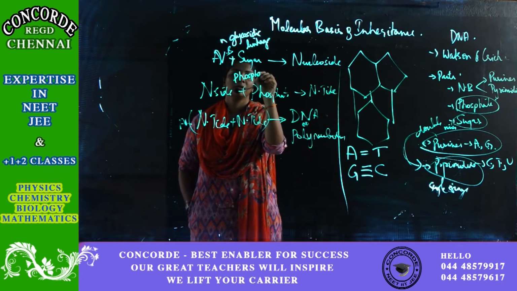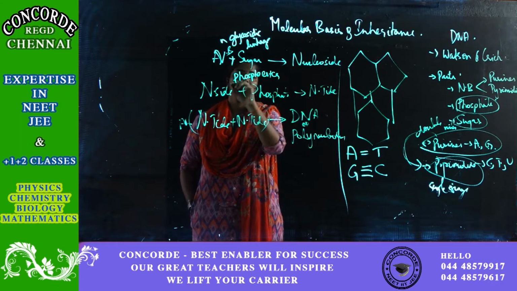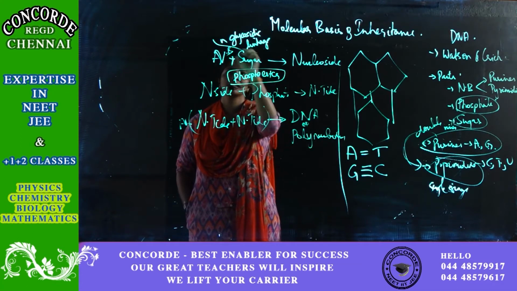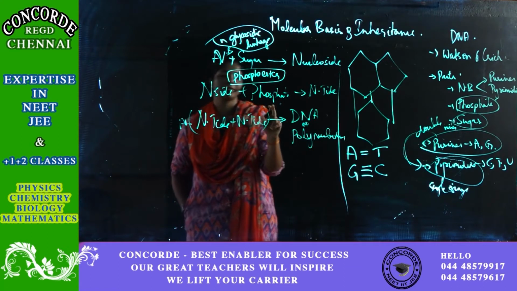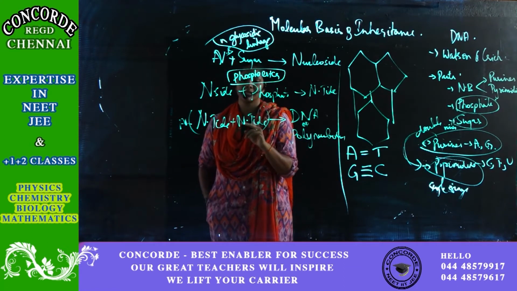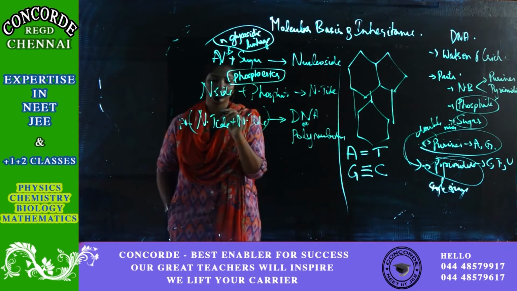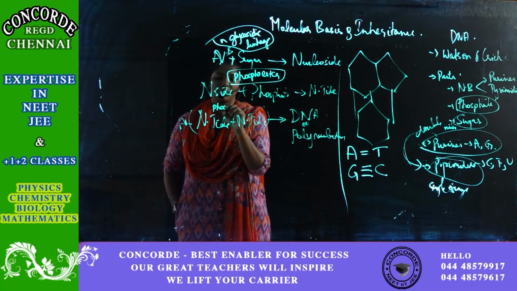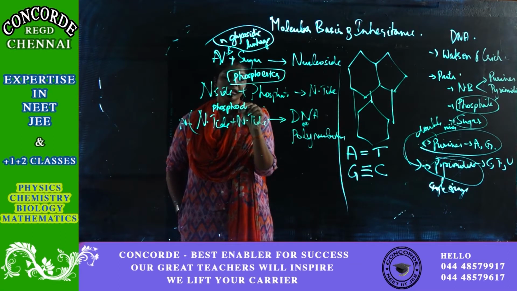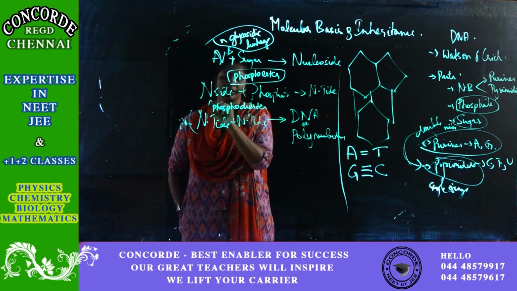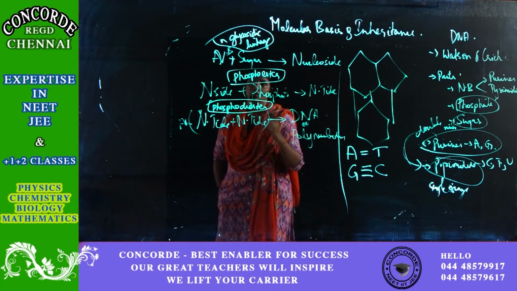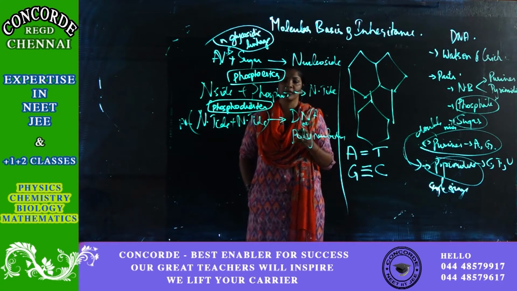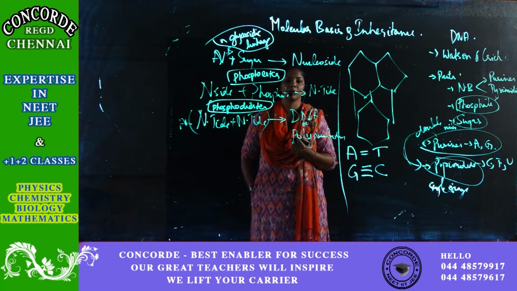The bond between a nucleoside and a phosphate is the phosphoester bond. The ones in the boxes are the bonds and linkages. The bond between nucleotide and nucleotide is the phosphodiester bond. So that is the glycosidic linkage, the phosphoester bond, and this is the phosphodiester bond.